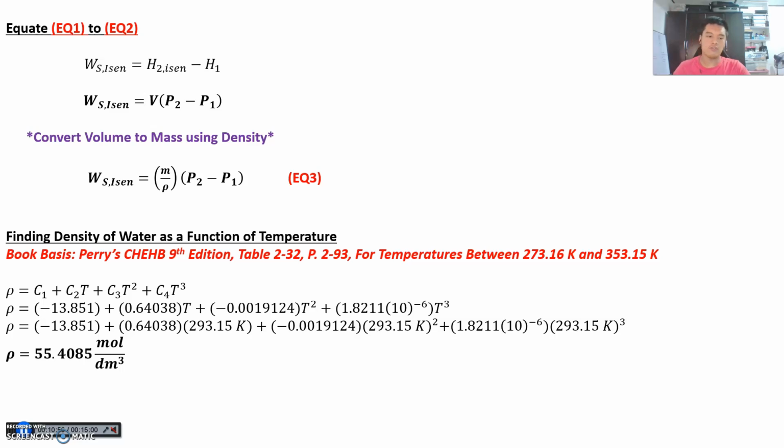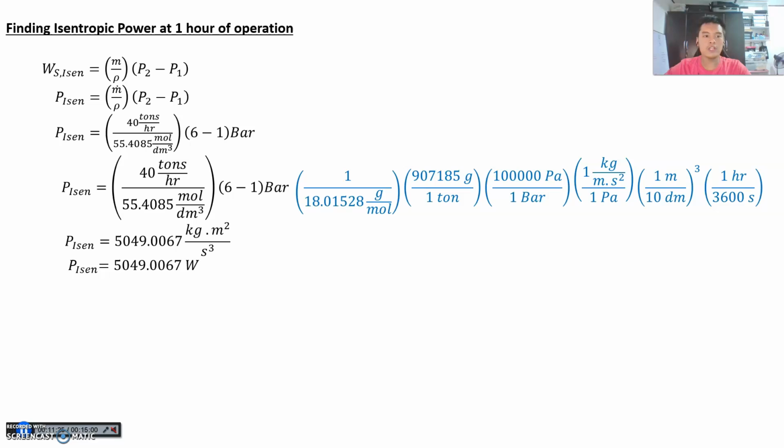You can see this formula from Perry's Chemical Engineering Handbook 9th edition, table 2-32, for temperatures between 273.16 Kelvin and 353.15 Kelvin for liquid water specifically. So it has this formula, and after inputting the temperature given at the inlet condition, which must be in Kelvin, I calculated a density of the water at the inlet condition to be 55.4085 moles per cubic decimeter. Then, to find the isentropic power, we now have the isentropic shaft work stated earlier.